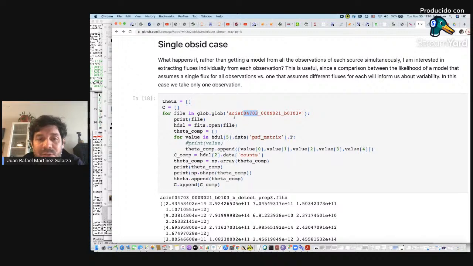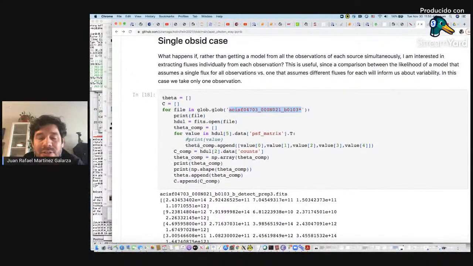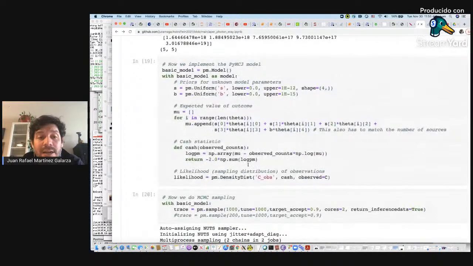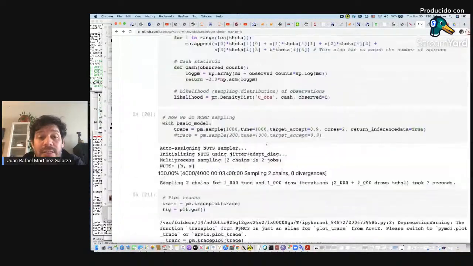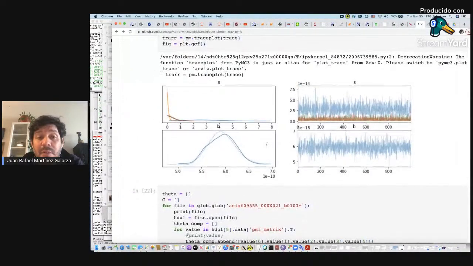This is the same definition, but this time you will only stack one observation when you create your matrices that contain the expected value of the outcome. You will only do it with one file, for example, observation 4703. And when you do that and run the same model again, you will notice that the distributions come up differently.